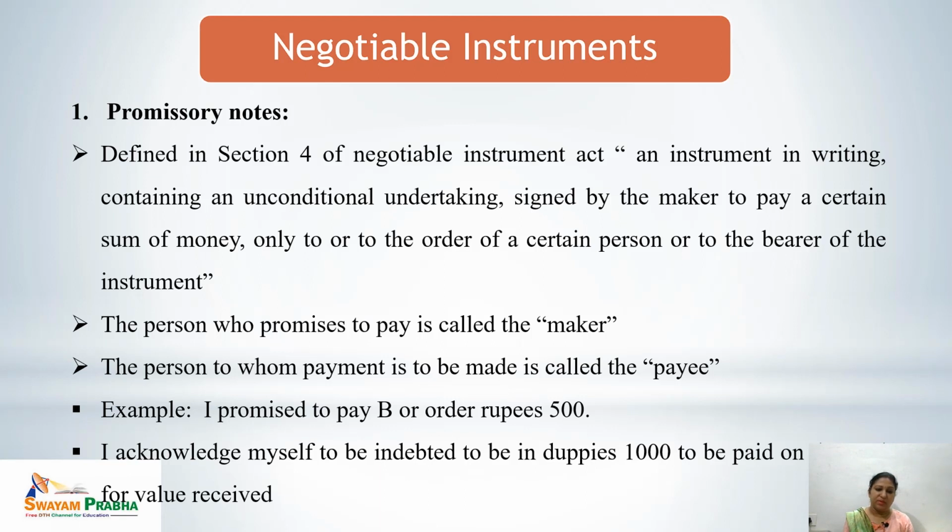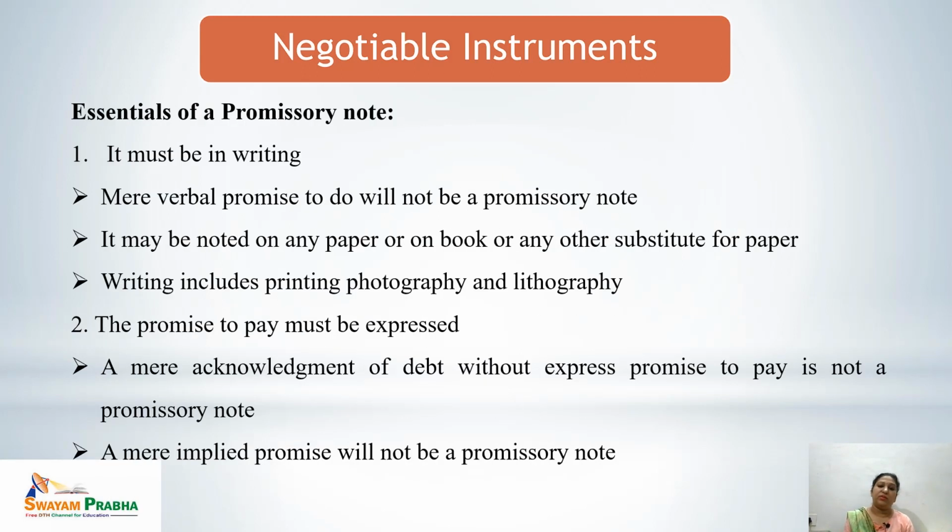There are a few examples. The first example is, I promise to pay B or order rupees 500. So this is the valid wording of the promissory note. That is, I promise to pay B or order. Or order means the person to whom it would be endorsed, rupees 500. I acknowledge myself to be indebted to B in rupees 1000 to be paid on demand for value received. This is again a valid example of the valid promissory note. Now there are a few essentials of a promissory note.